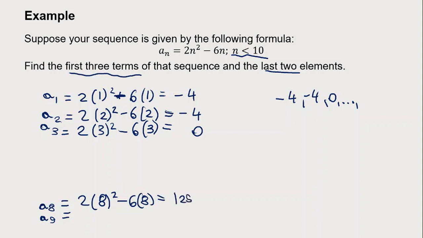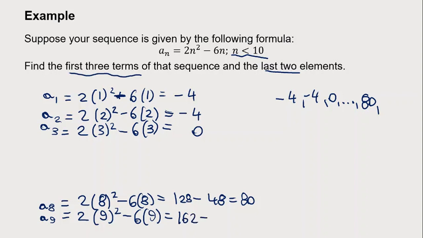Let's just note it down so I don't mess it up. Minus 6 times 40 is 8, which is 48. That's an 80. Okay, so I will have 80 here towards the end, the penultimate term in the sequence, and a9 is 2 multiplied with 9 squared minus 6 times 9. That gives me 81 times 2, 162, minus 54, so I believe that's 108, so I finish at 108.